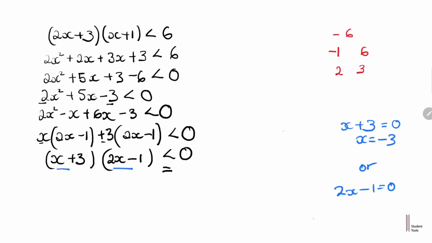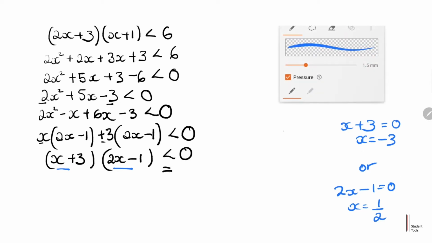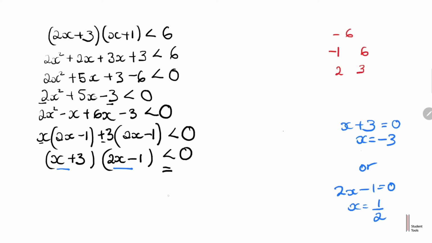And then here when we make x the subject, x will be equal to a positive 1 over 2. So those would have been our answers. But then we do not have an equal sign. We have an inequality sign, which is less than. So how are we going to solve for x if we have such?